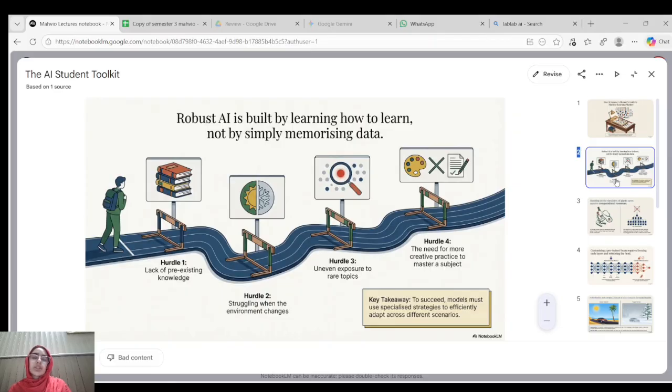The third major hurdle is uneven exposure. This is when the model sees thousands of healthy cases but almost no examples of the rare diseases you are trying to catch. And the fourth major hurdle is the need for creative practice. If you have 100 images, the model will just memorize them. It needs variety to truly learn. To succeed, we must use specialized strategies to help our model adapt.